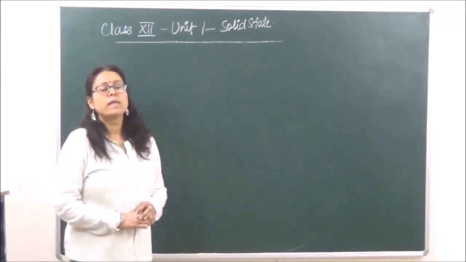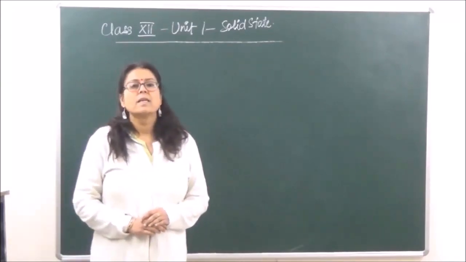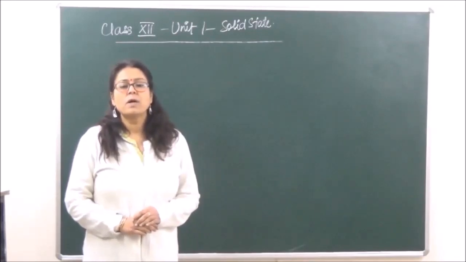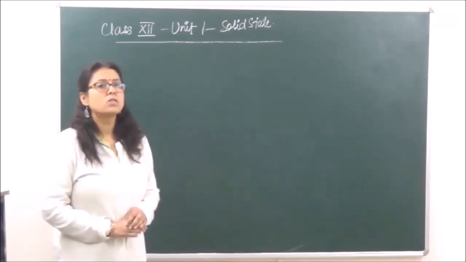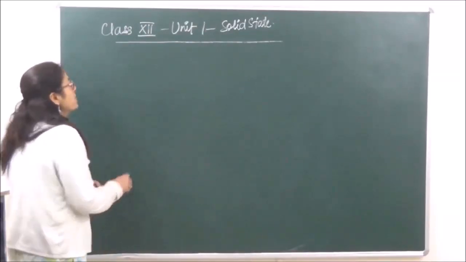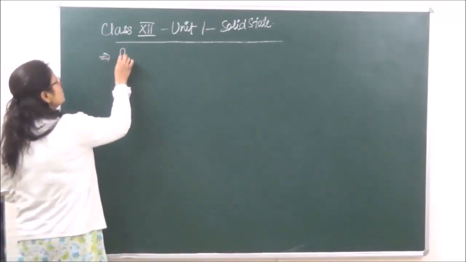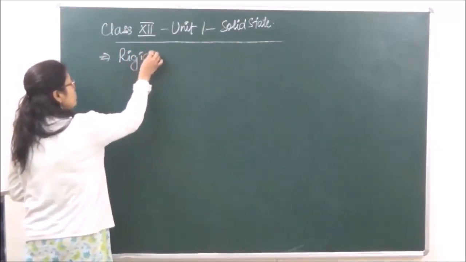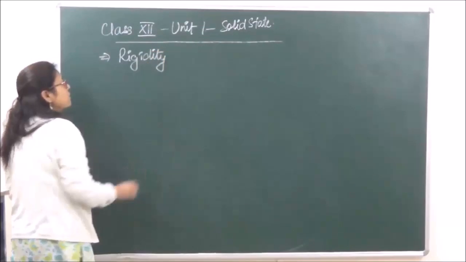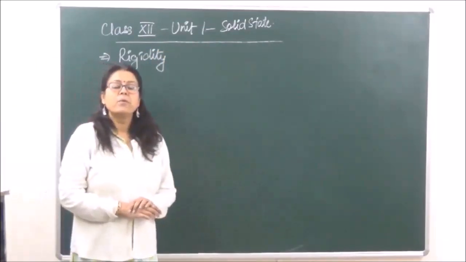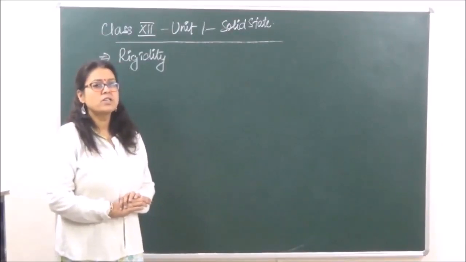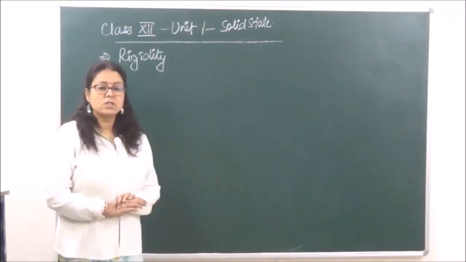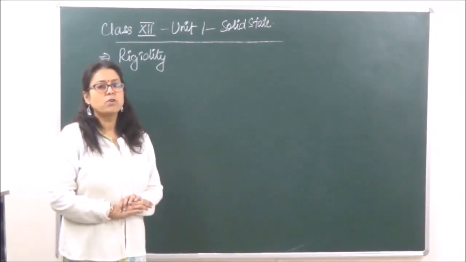We all know, we have studied since our junior classes, that in solids the constituent particles are very closely packed. As a result of which they have a definite shape and volume, which gives solids their specific property, which is known as rigidity. Meaning that when we try to apply pressure on a solid, the solid does not change its shape. So that is what rigid is. It is not easy to change the shape of solids.